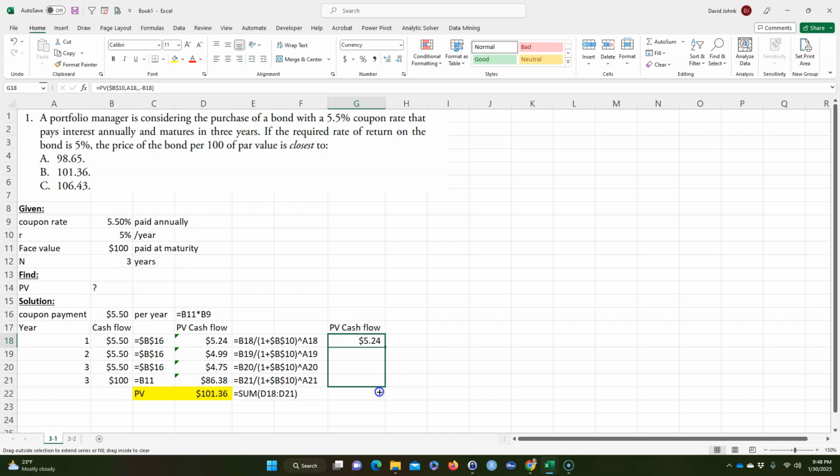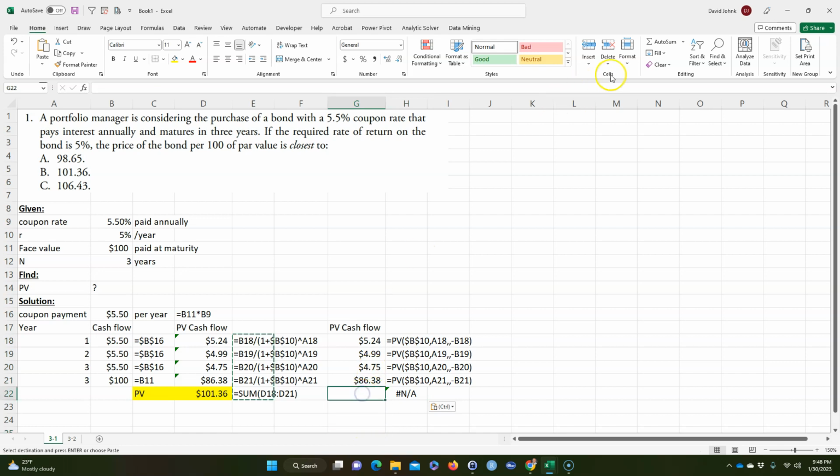And I copy these down. Let me copy these formulas. And if I sum this again, I get the same answer again. Right, so I can use the Excel present value. So this is the math way to do it. This is the Excel present value function.